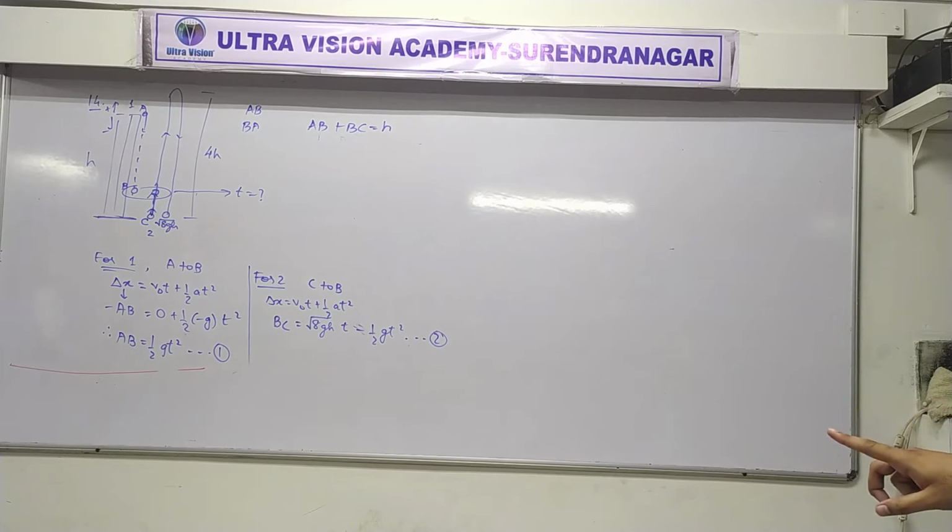AB's value, what's AB's value? Half the square root times this one. Similarly for BC's value. Got it?